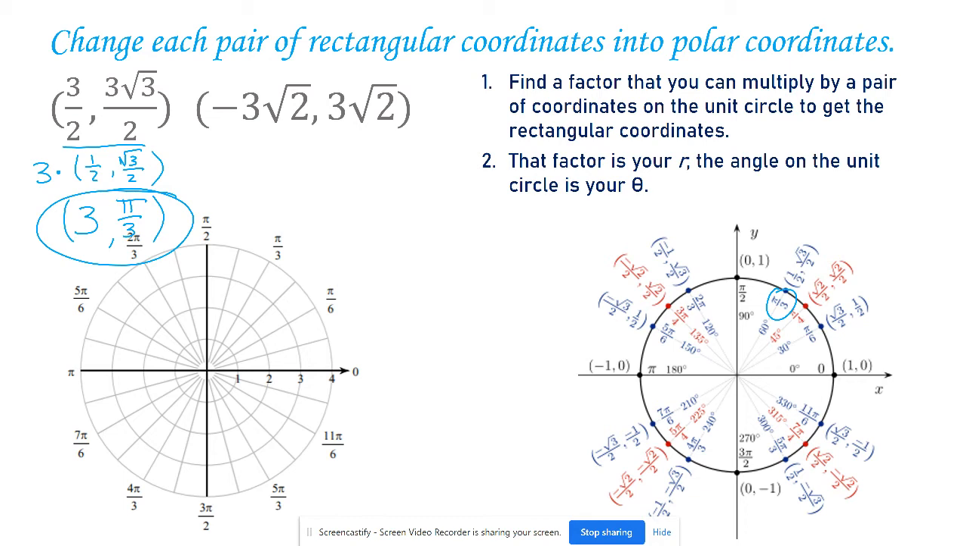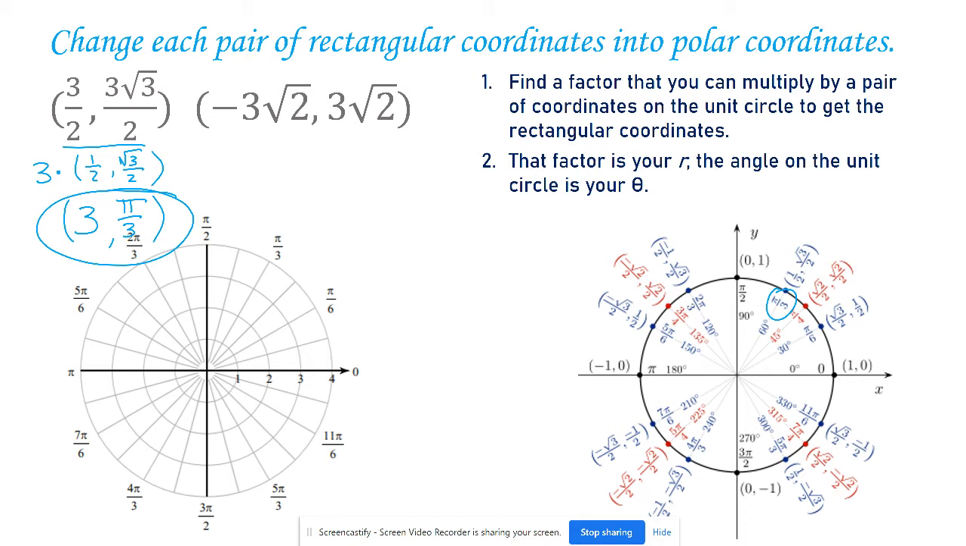So figure out which set of coordinates on the unit circle this is based off of. Figure out what you would multiply by to get to your rectangular coordinates. And that's going to tell you what your polar coordinates are.